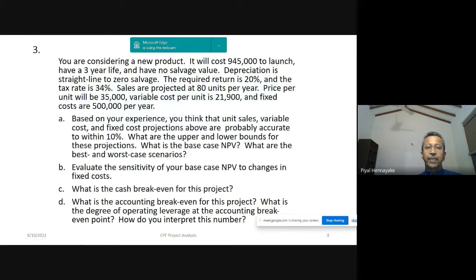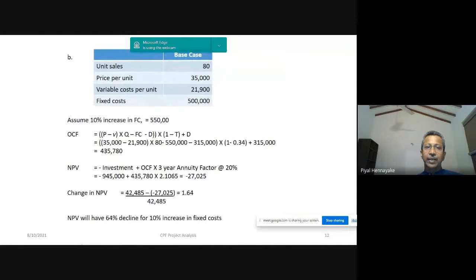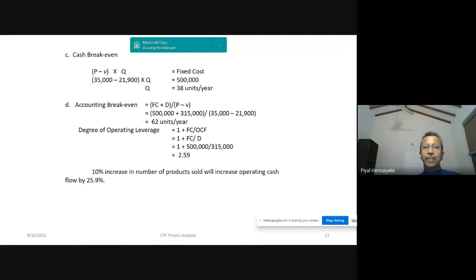Third part, what is the cash break even for this project? It is very simple. What is cash break even? Fixed cost divided by P minus V. Cash break even is fixed cost divided by P minus V. Right? So 38 units per year.